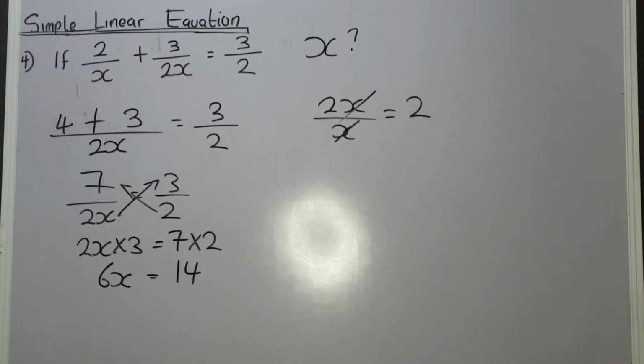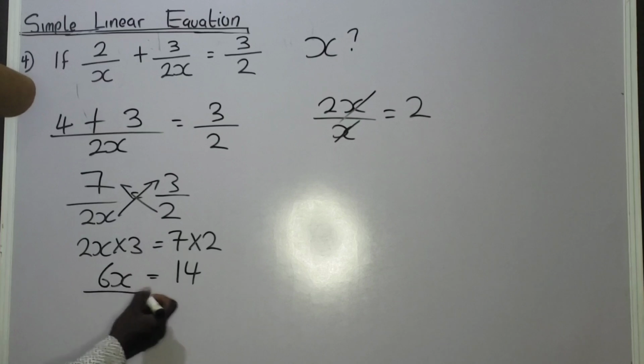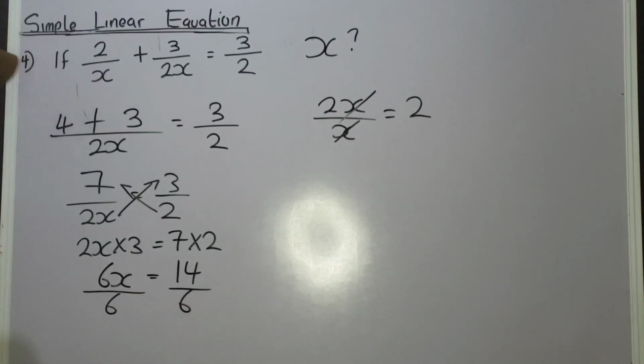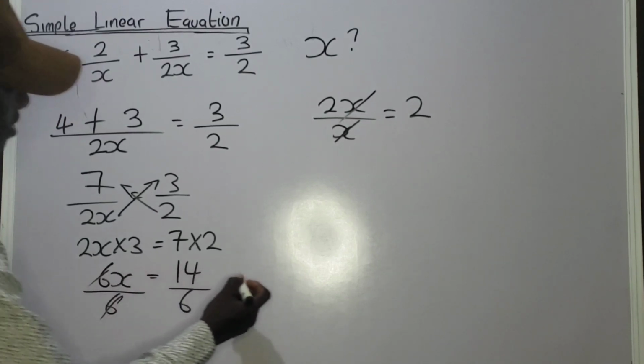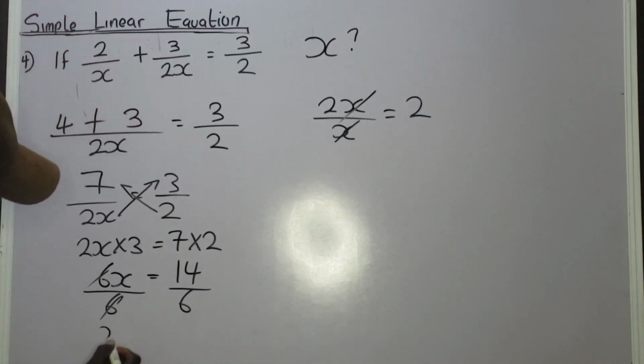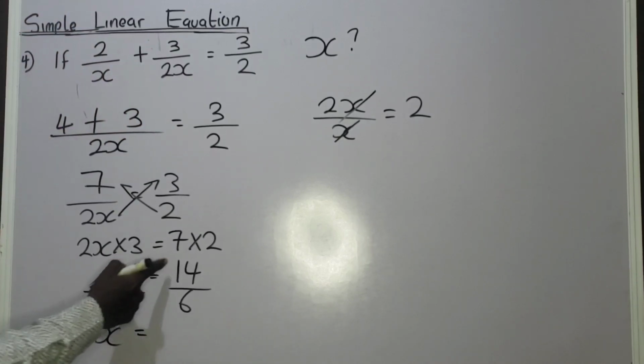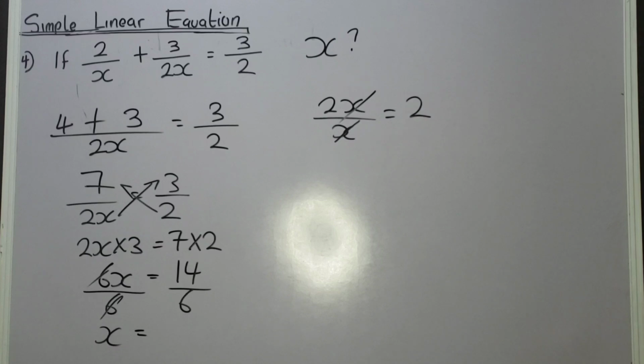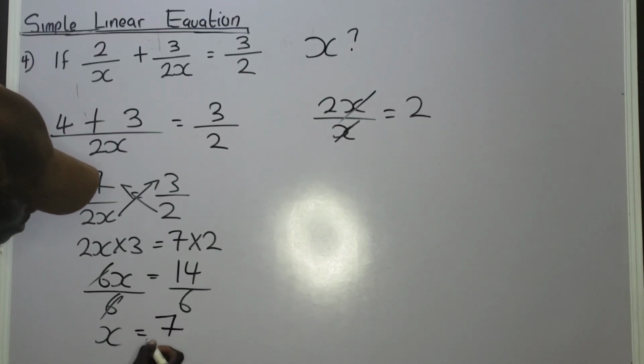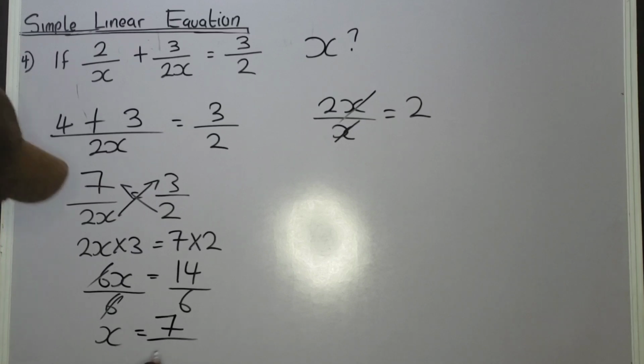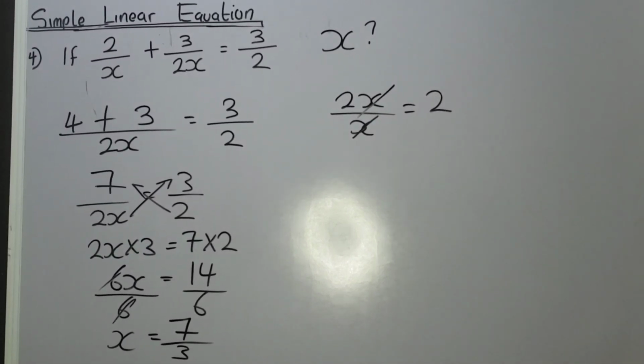Now we are looking for the value of x, not 6x. The next step here is to divide both sides by the coefficient of x, which is 6. So I'm going to have this over 6 and this over 6. That means that this 6 will cancel this 6. So I'm left with x is equals to, now this fraction can be reduced. I can reduce this fraction by dividing both the numerator and the denominator by 2. Now 14 divided by 2 is 7, and 6 divided by 2 is what? 3. So that is the solution to the question.